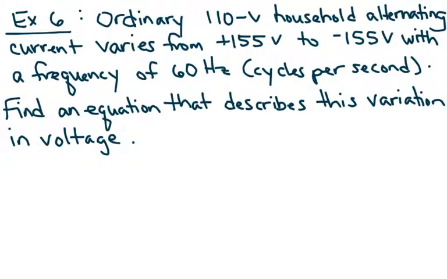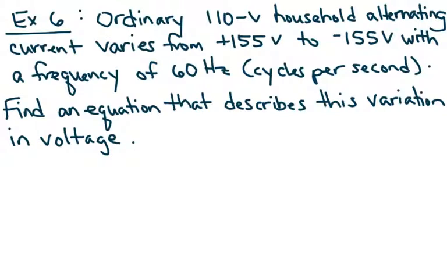So let's do a problem involving this. It says ordinary 110 volt household alternating current varies from positive to negative 155 volts with a frequency of 60 hertz. Hertz is the unit of frequency. Find an equation that describes this variation in voltage.